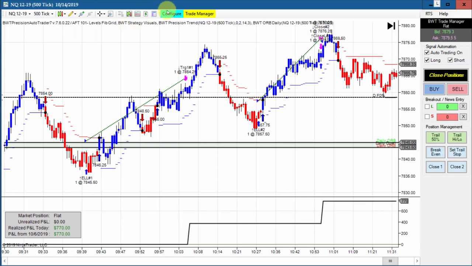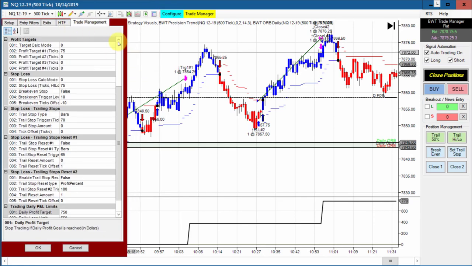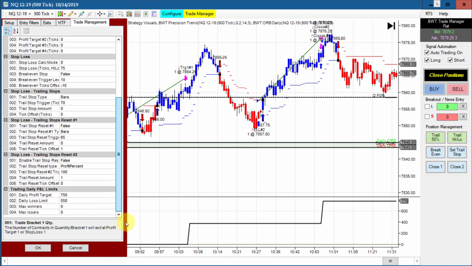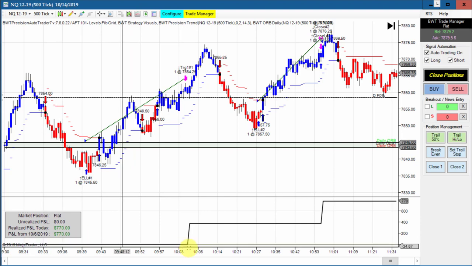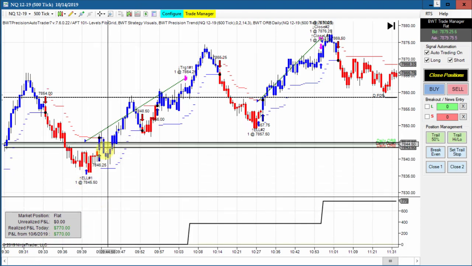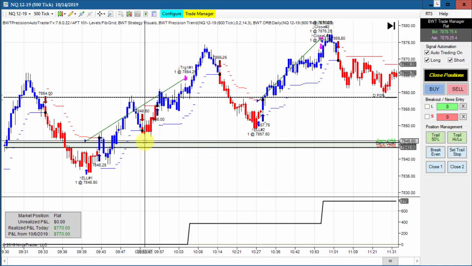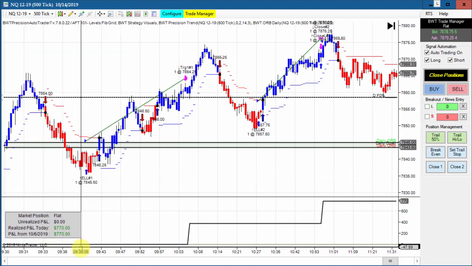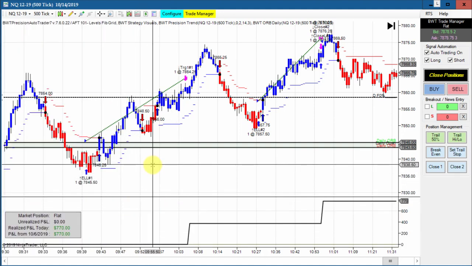Looking at the chart again, you can see we are only trading a single contract here with a 75 tick profit target and the goal of 750. And so clearly this hit its goal today and had a couple ticks positive slippage. Very nice trades off the open range. Precision trend exit is turned off, and it looks like we're trailing by 0 bars at 70 ticks. That seemed to work out pretty well.